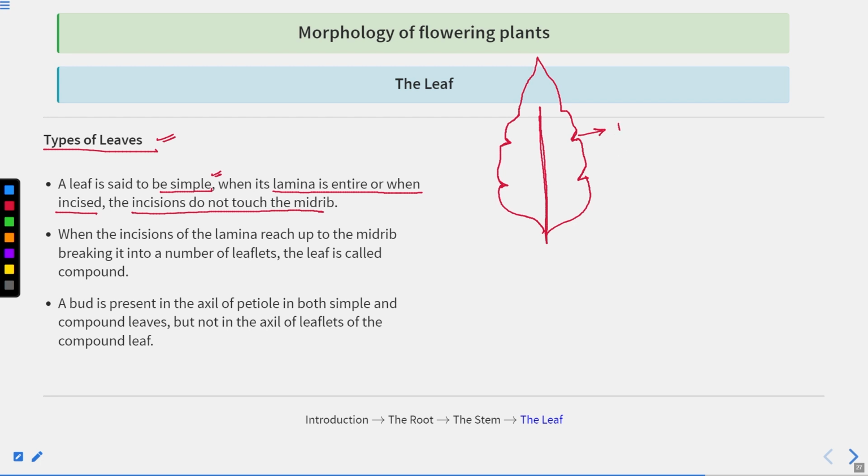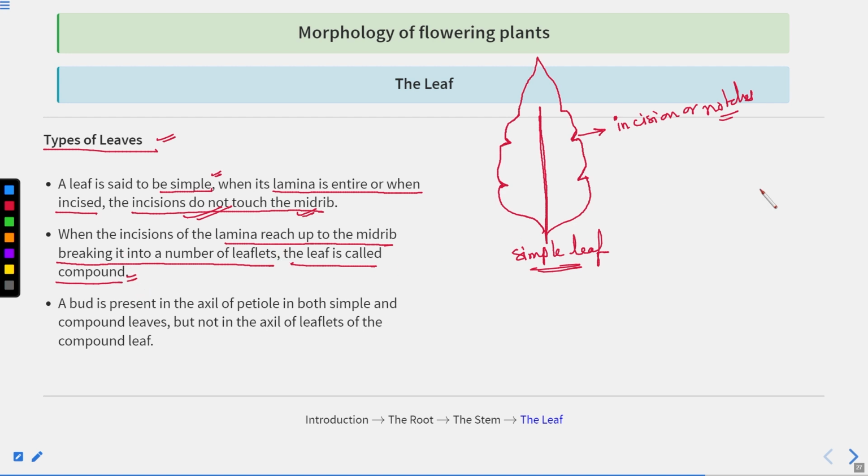So here you can see the incisions or notches, but these notches do not reach up to the midrib. It is written here, incision does not touch the midrib. So this type of leaf is called a simple leaf. When the incision of the lamina reaches up to the midrib, breaking it into a number of leaflets, the leaf is called compound.